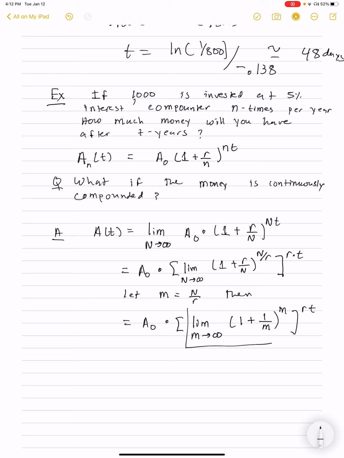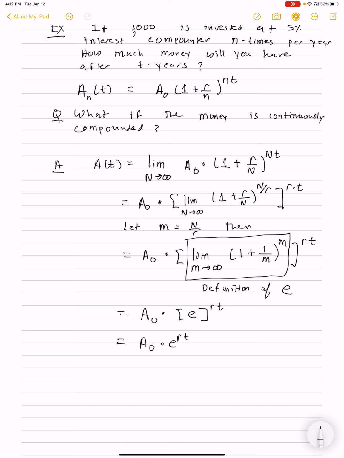This is the definition of e. And so I wind up with A0 times e to the rt. And the point is that if I have continuously compounding interest, the equation that describes it is given by this. That is continuously compounding interest.